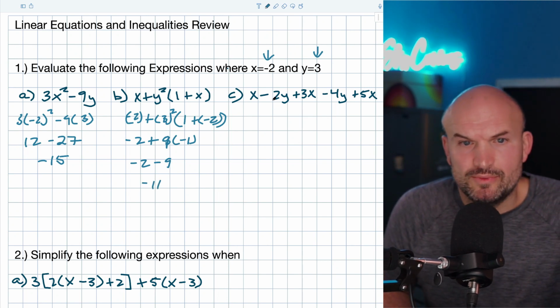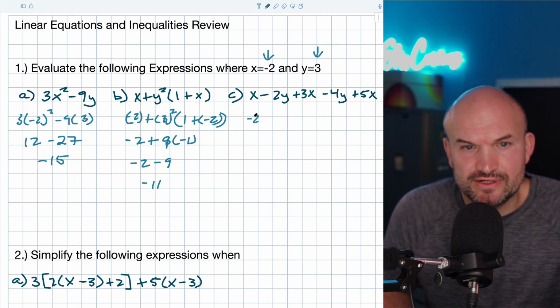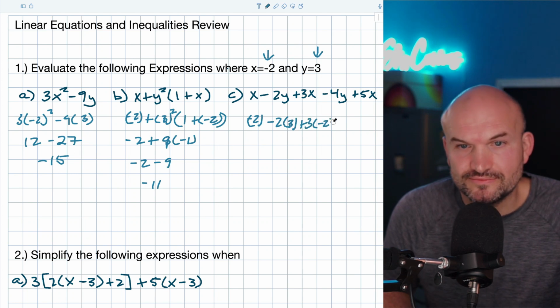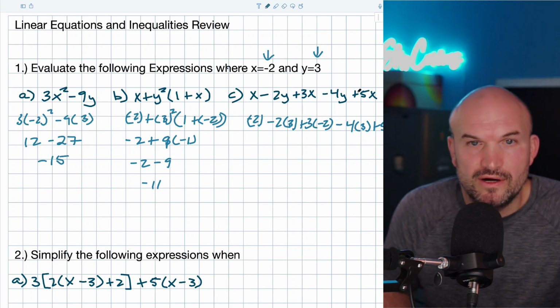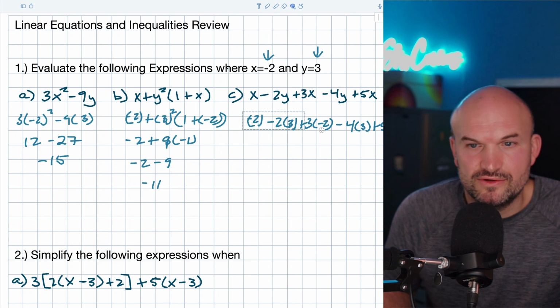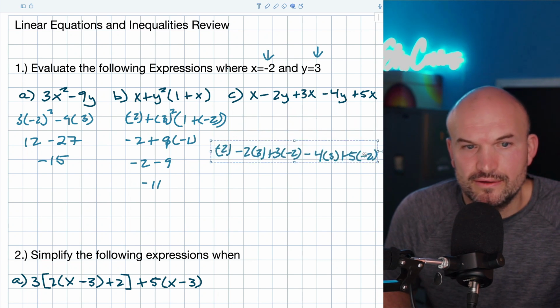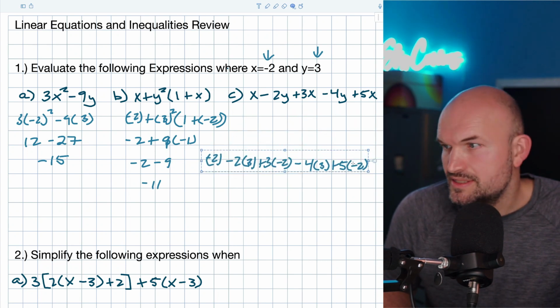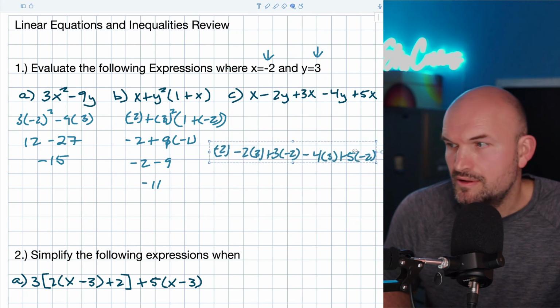Whew, okay, and this one we have a lot. So let's go and do it. I have a -2 minus a 2 times a y, which is a 3, plus a 3 times a -2. I'm running out of space. Minus a 4 times a 3 plus a 5 times a -2. I kind of ran out of space, so let's bring this down here a little bit. Hopefully you guys can see. Okay, looks like we're a-okay there.